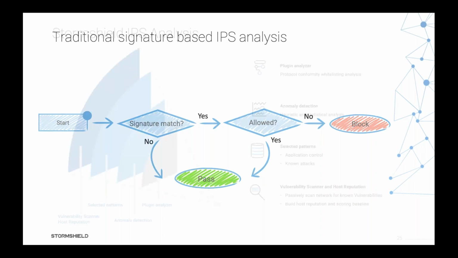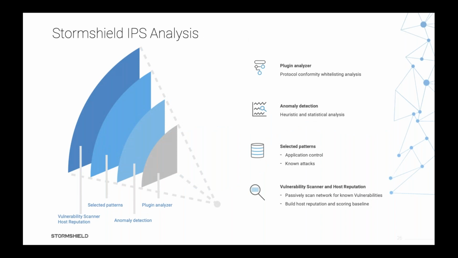Now, when it comes to Stormshield, we are doing something entirely different. We are not relying basically on signatures. However, we still have some signatures, but it's a very minor part of what we are doing. In order to secure, we do deep packet inspection through different algorithms. One example, the first one you can see on top on the right, is the plugin analyzer. The plugin analyzer is a full protocol conformity whitelisting check. So we perform a deep analysis, and in the next slide we'll take a deeper example of it. This is really helpful to reduce the exposure and to think from a whitelisting point of view instead of a blacklisting point of view.